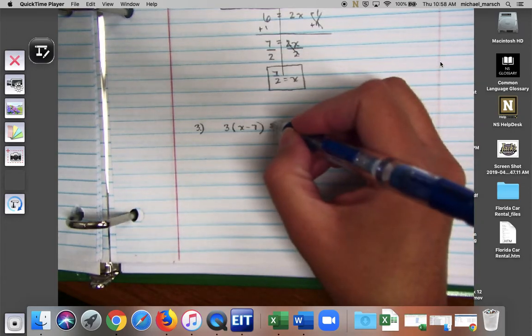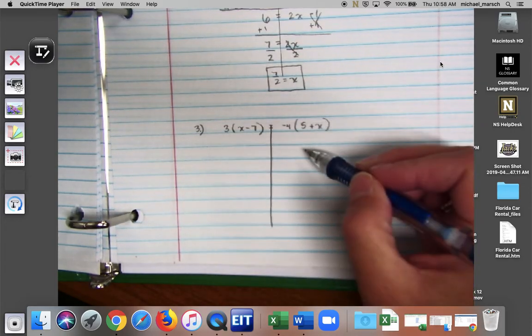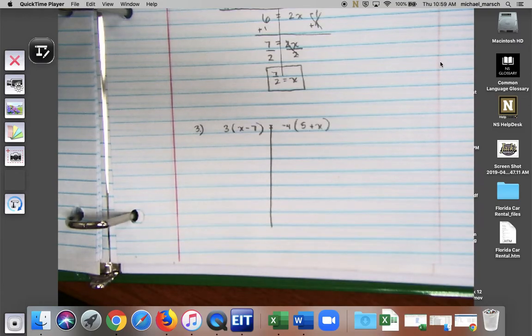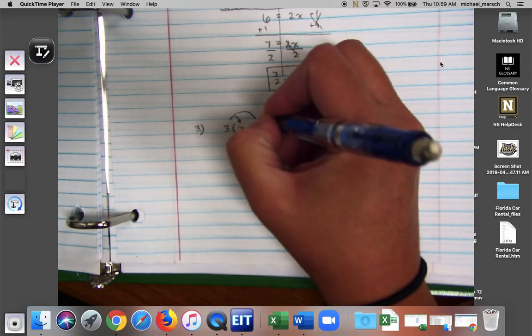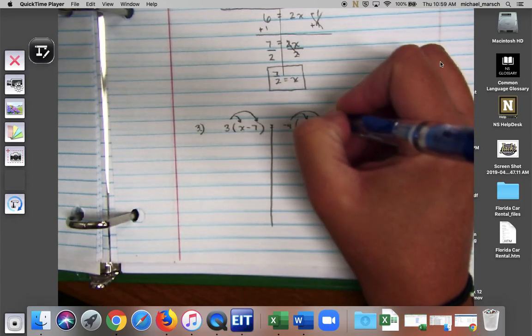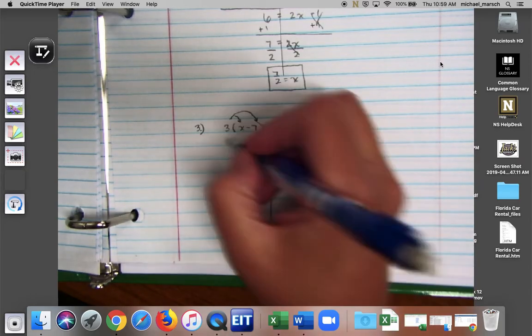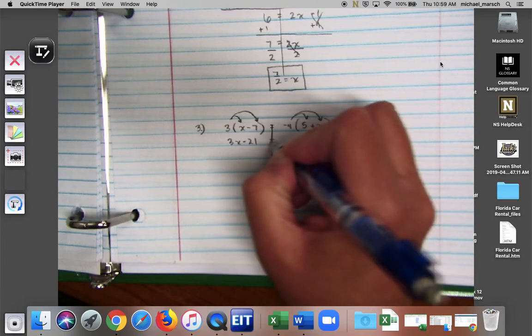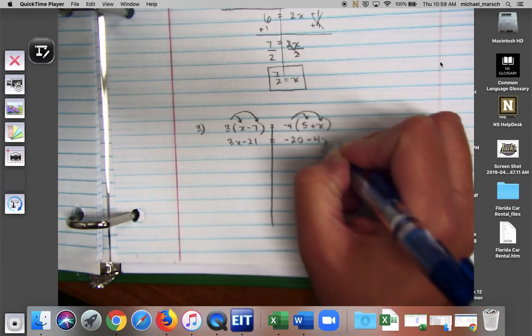Okay, so I'm going to draw my wall of equality. Remember, that's my reminder that when I cross over, I have to do inverse operations. So what's going to be my first step here? What should be my first approach? Daniel? So you just do what you normally would do. I'm going to distribute, right? I got to use my distributive property first. So then I'm going to get 3x minus 21 equals negative 20 minus 4x.